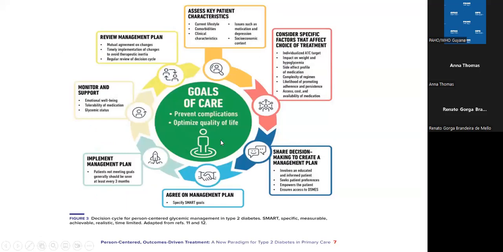Set goals of care. Prevent complications, optimize quality of life. This is a person-centered, outcome-driven treatment framework that is very interesting. We have to consider specific factors that affect choice of treatment, share decision, agree on management plan to increase treatment adherence, implement management plan, monitor and support, and review the management plan at every visit.